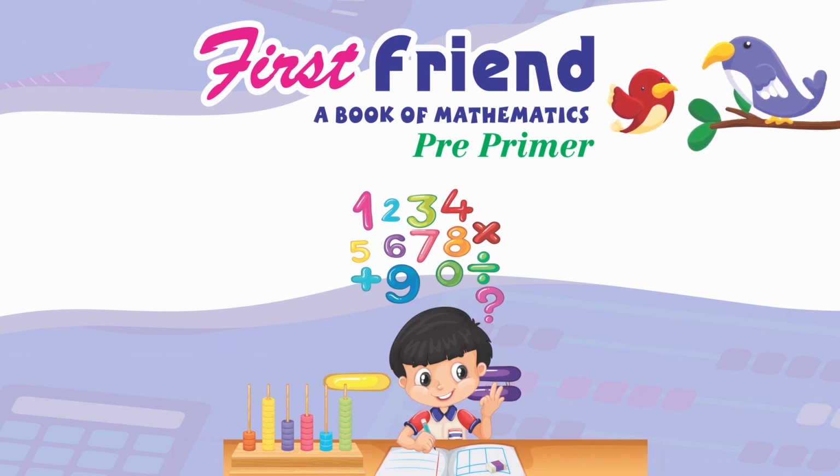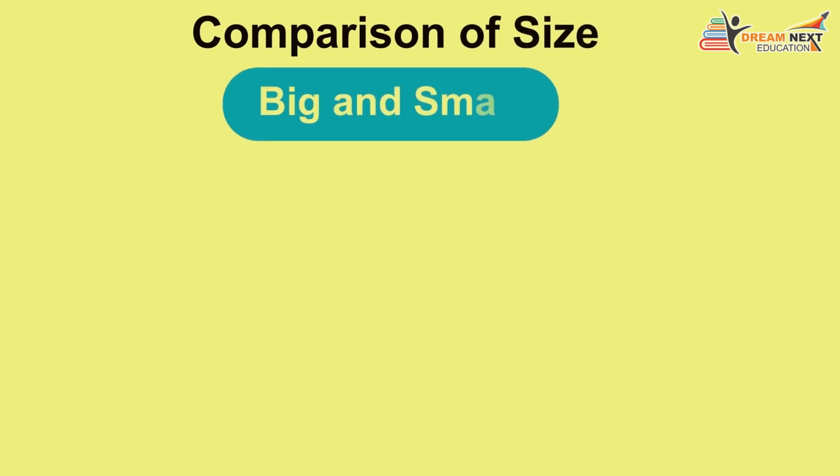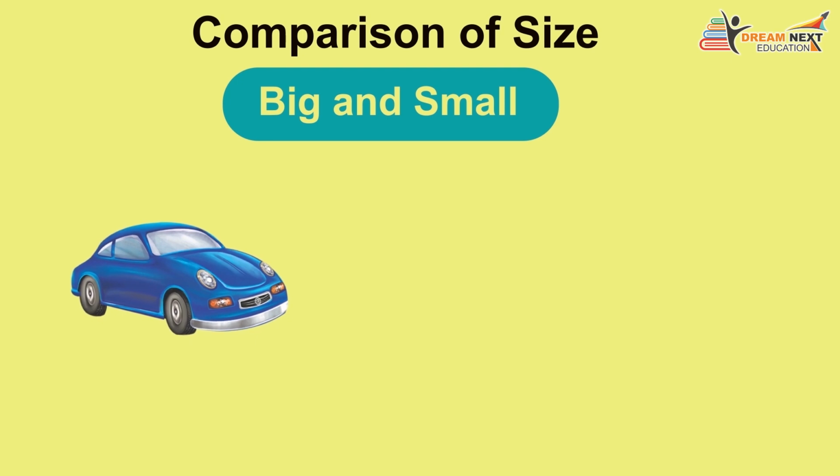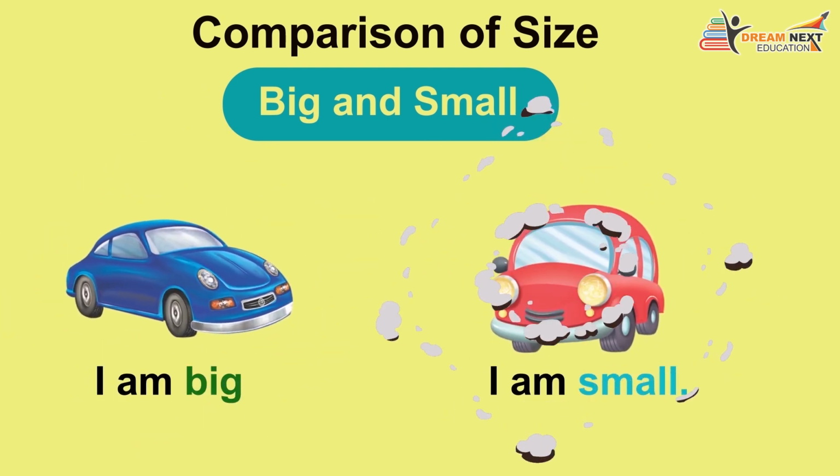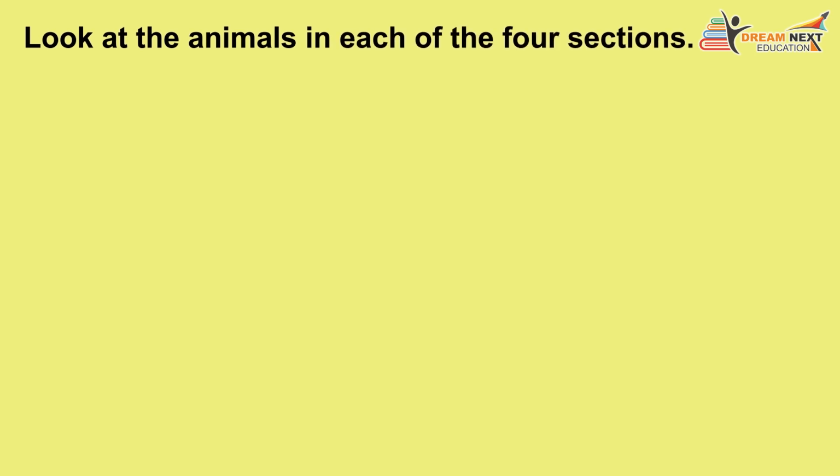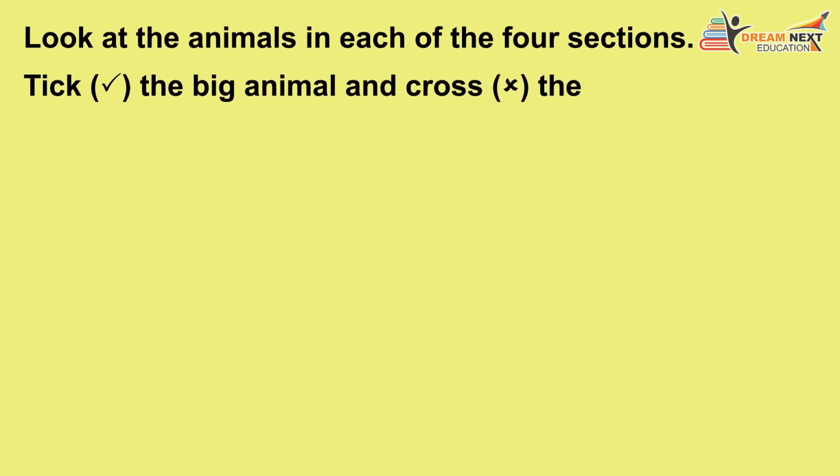A book of mathematics pre-primer. Comparison of size. Big and small. I am big. I am small. Look at the animals in each of the 4 sections. Tick the big animal and cross the small animal.